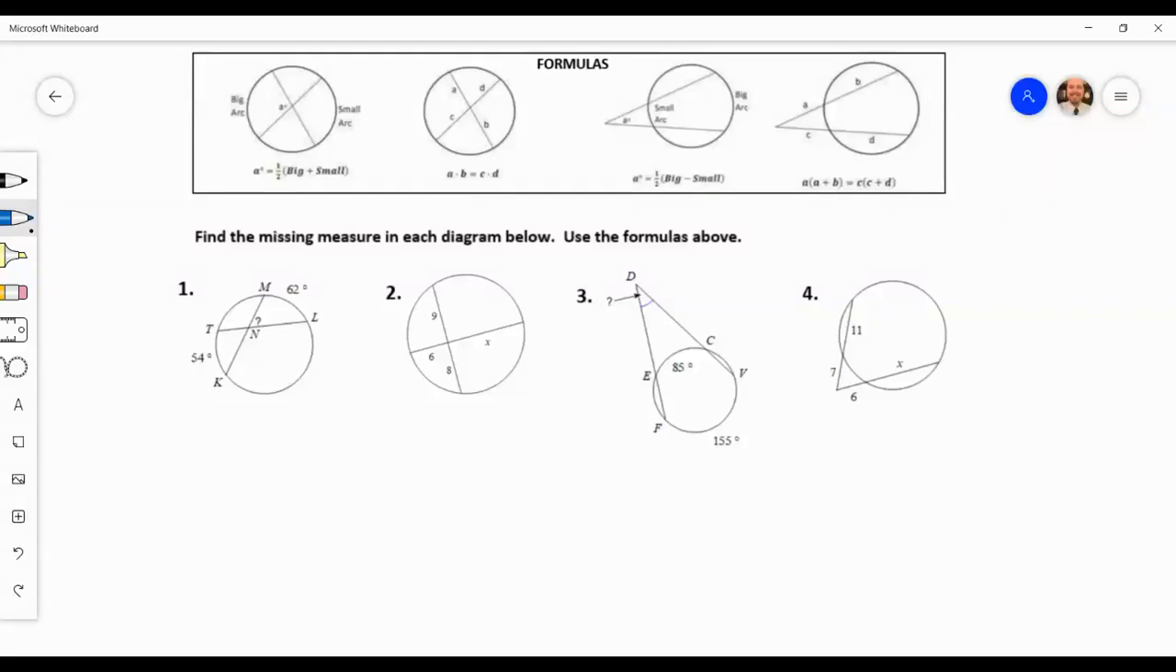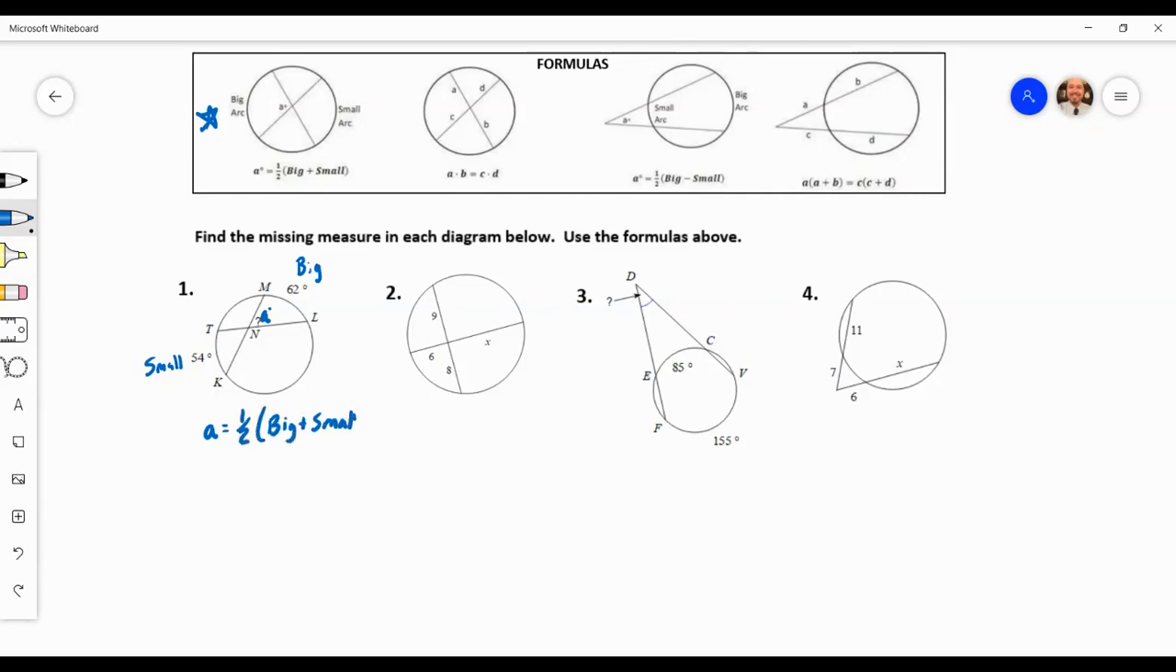We're going to find the missing measure in each diagram below, and we're going to use the formulas provided above. In our first example, we'll be using this formula that relates arcs on the outside of the circle to a central angle in the middle. In this case, our big arc is the 62-degree arc, and our small arc is the 54-degree arc. Our central angle is missing. We'll call that A. Our formula says that A will equal 1/2 the big arc plus the small arc.